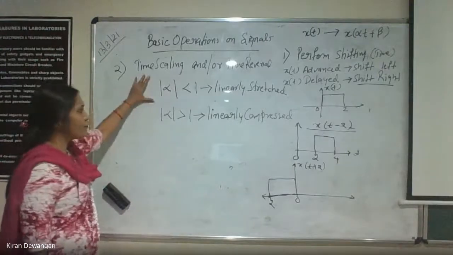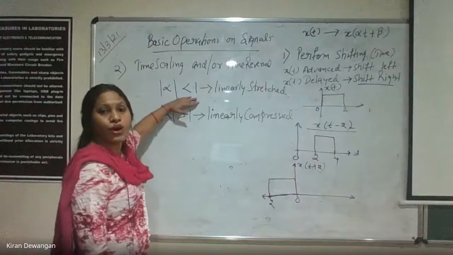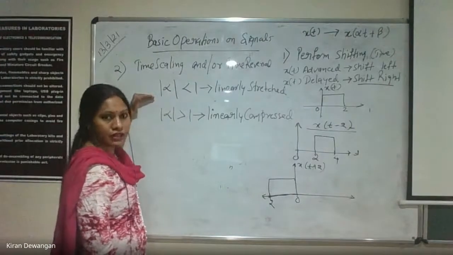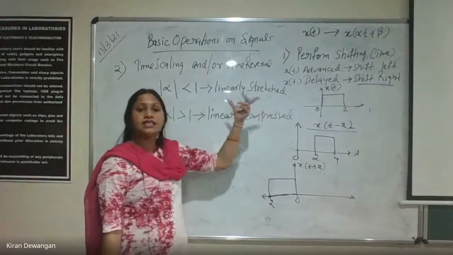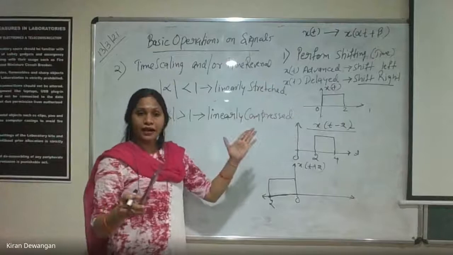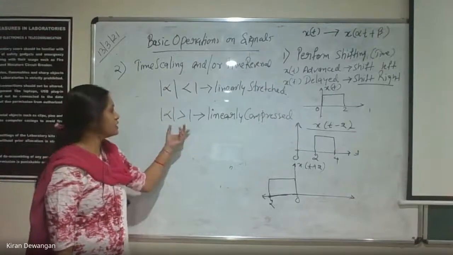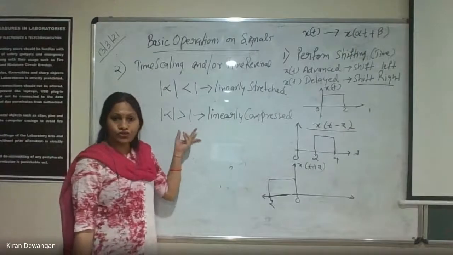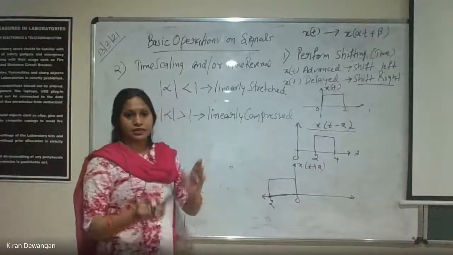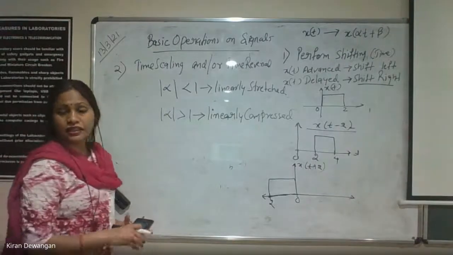So if mod of alpha is less than 1, that is it is having a value 0.2, 0.3, 0.4, 0.5 or any such values like that, it will be linearly stretched. That means it will be linearly expanded. If mod of alpha is greater than 1, that is the value is, let us take 2, 3 or any such value, it will be linearly compressed. Clear? So that is how the time scaling is done.